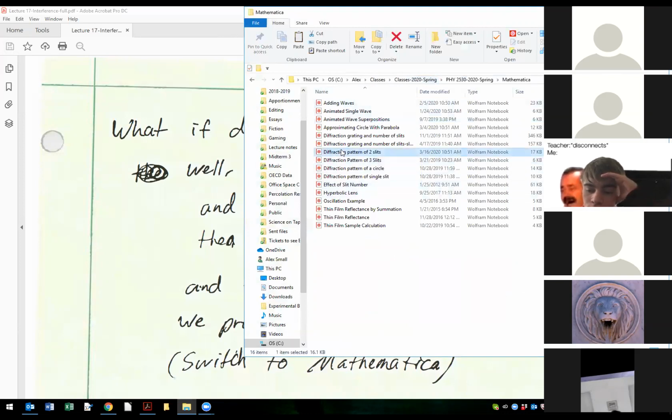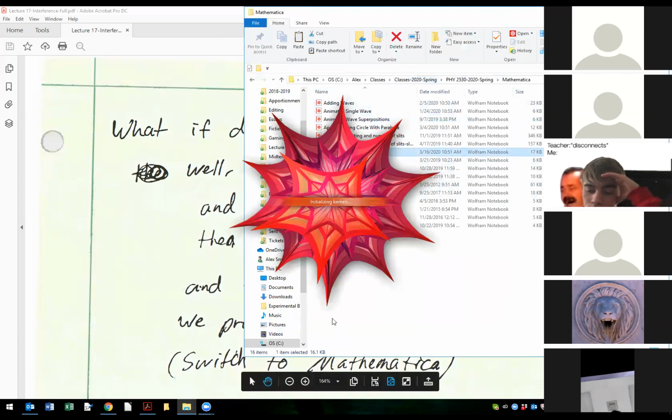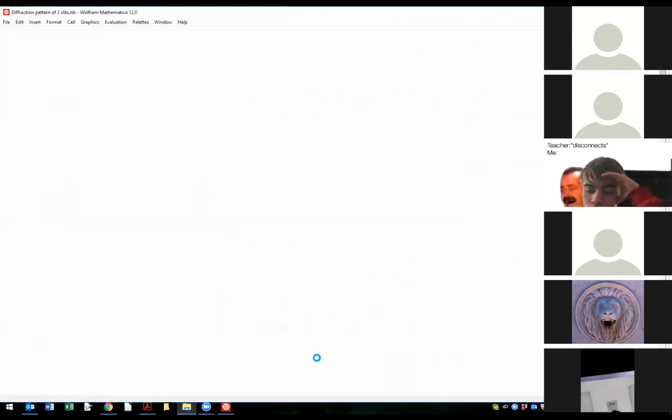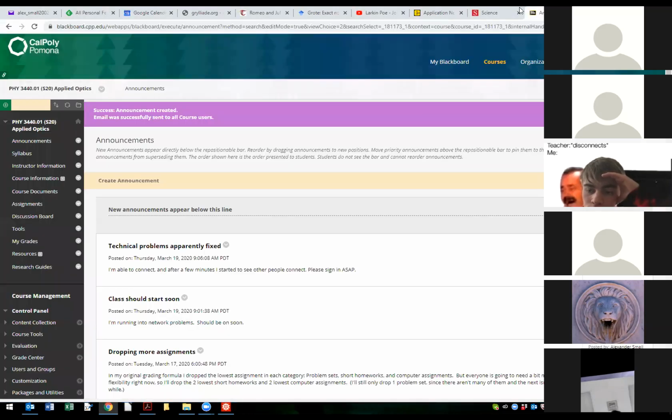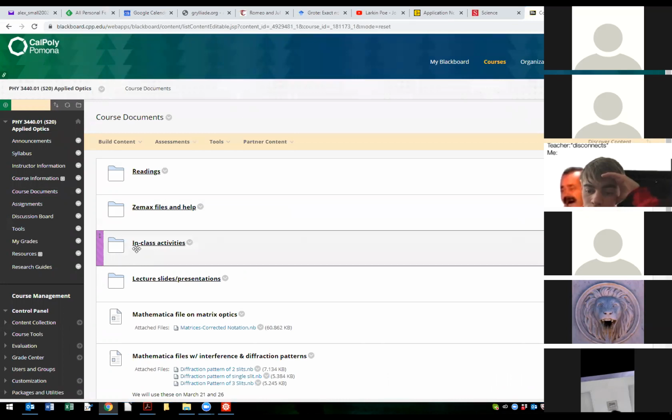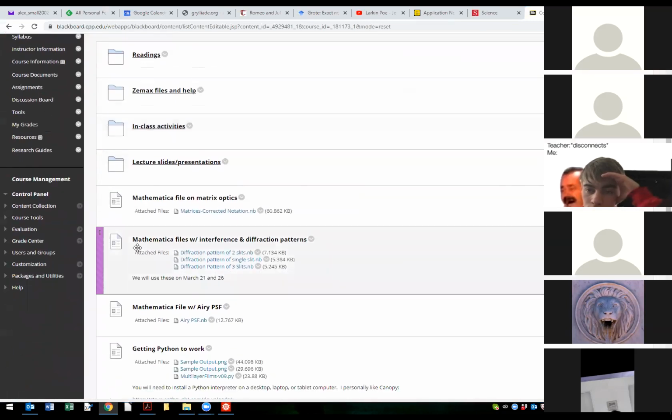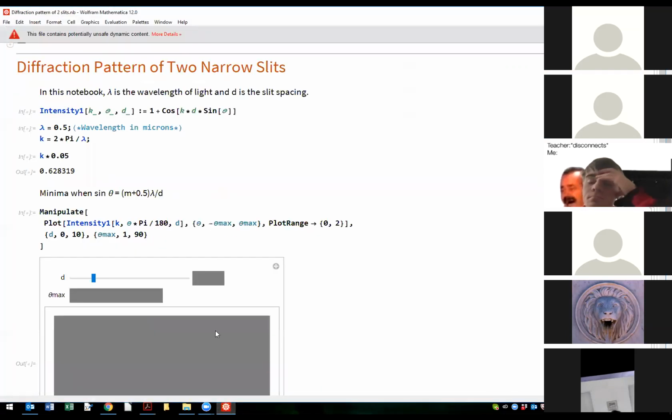Okay, diffraction of 2 slits. I'll make this Mathematica file available online later. Actually, I'll put it on Blackboard right now. So if anybody is on a laptop with Mathematica installed, it looks like I already posted it, so it's available under course documents right now. All right, let me change what I'm sharing. Oh, it looks like I'm sharing the desktop. So you should be seeing Mathematica.